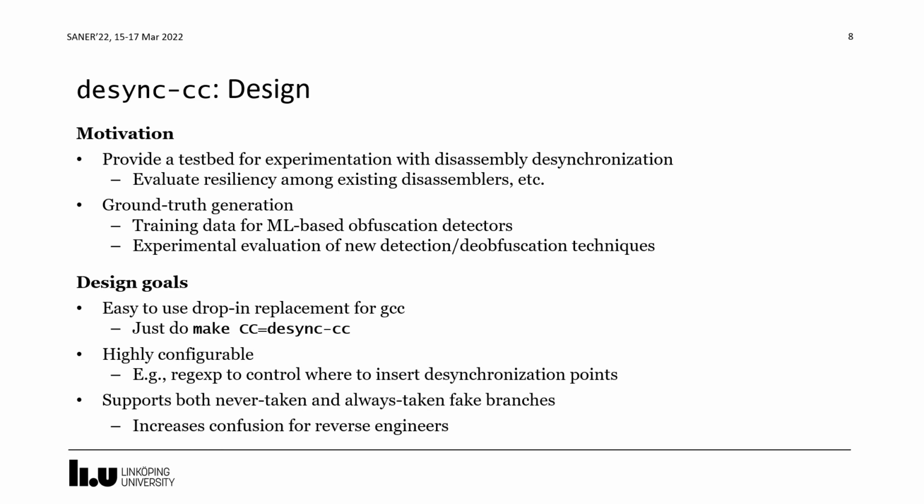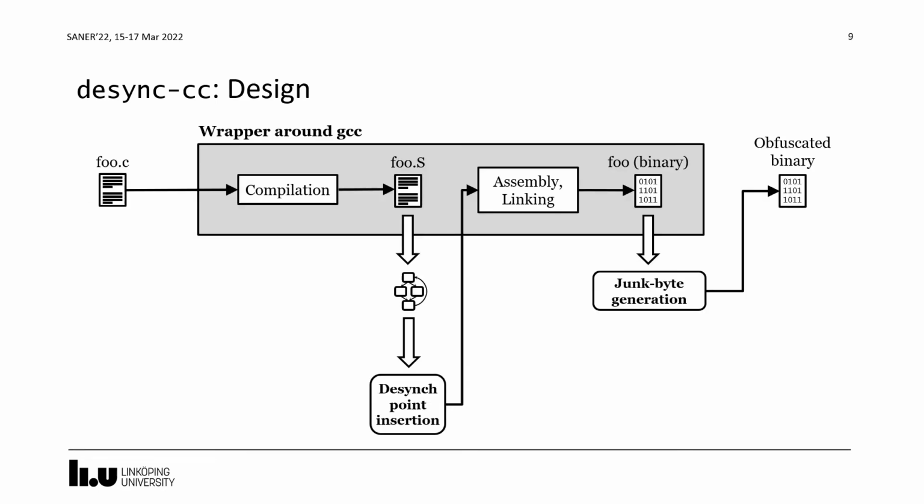for reverse engineers. From a technical point of view, we designed desync-cc as a wrapper around GCC, where we intercept the intermediate assembly files after code generation and perform control flow graph reconstruction and register liveness analysis, so that we can safely insert these epoch predicates without interfering with the program semantics. We cannot, however, make the final selection for the values of the junk data at this point, because that will depend on the layout of the executable.